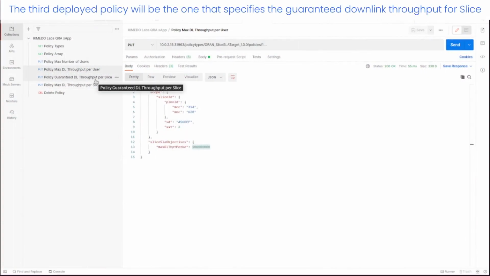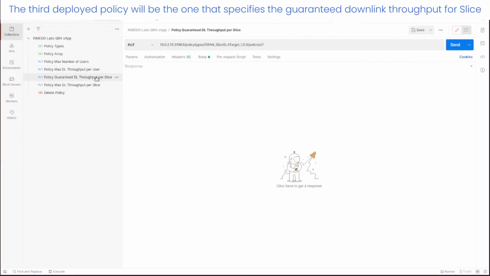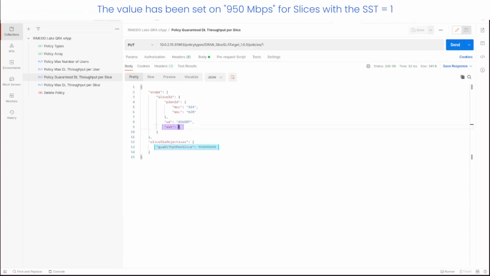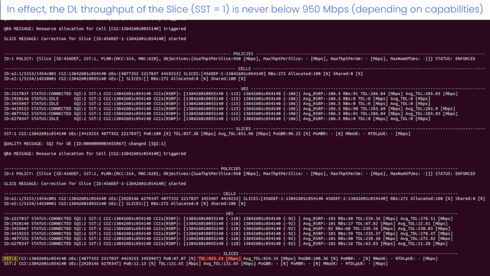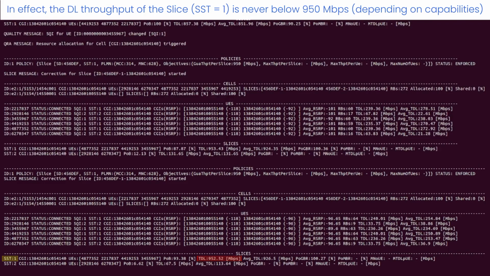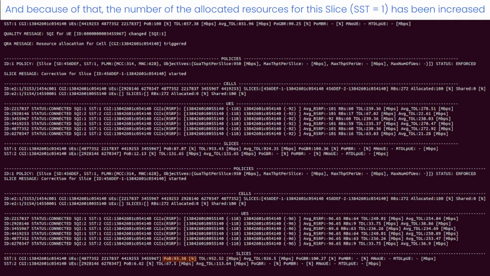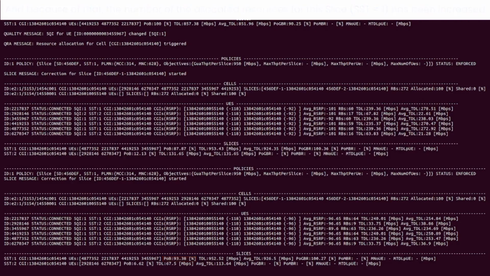The third deployed policy will be the one that specifies the guaranteed downlink throughput for slice. The value has been set on 950 megabits per second for slices with the SST equal to 1. In effect, the DL throughput of the slice is never below 950 megabits per second, of course depending on propagation capabilities. And because of that, the number of the allocated resources for this slice has been increased.